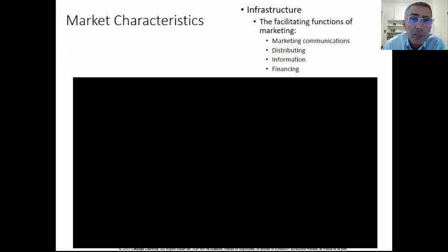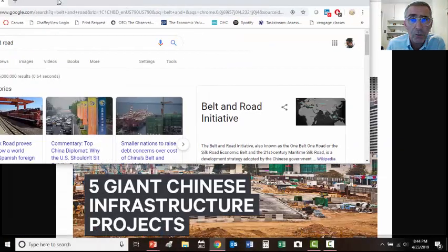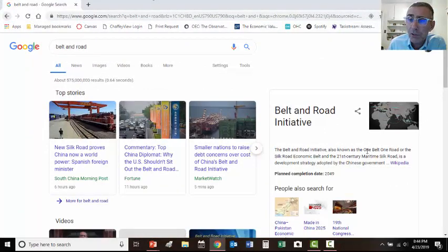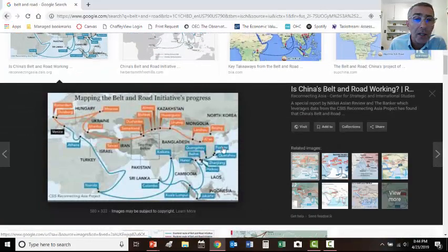All right, market characteristics. So we're now looking at infrastructure. This is really cool. Let me just pull it up real quick. This is a little aside, but the Belt and Road Initiative. We haven't really talked about this in this particular class, though in my global business class, I know we have. The Belt and Road Initiative, known as One Belt, One Road, or the Silk Road Economic Belt, is basically a reinvention of Chinese economic expansion in the world. It's just fascinating to see the strategy that China has been undertaking.